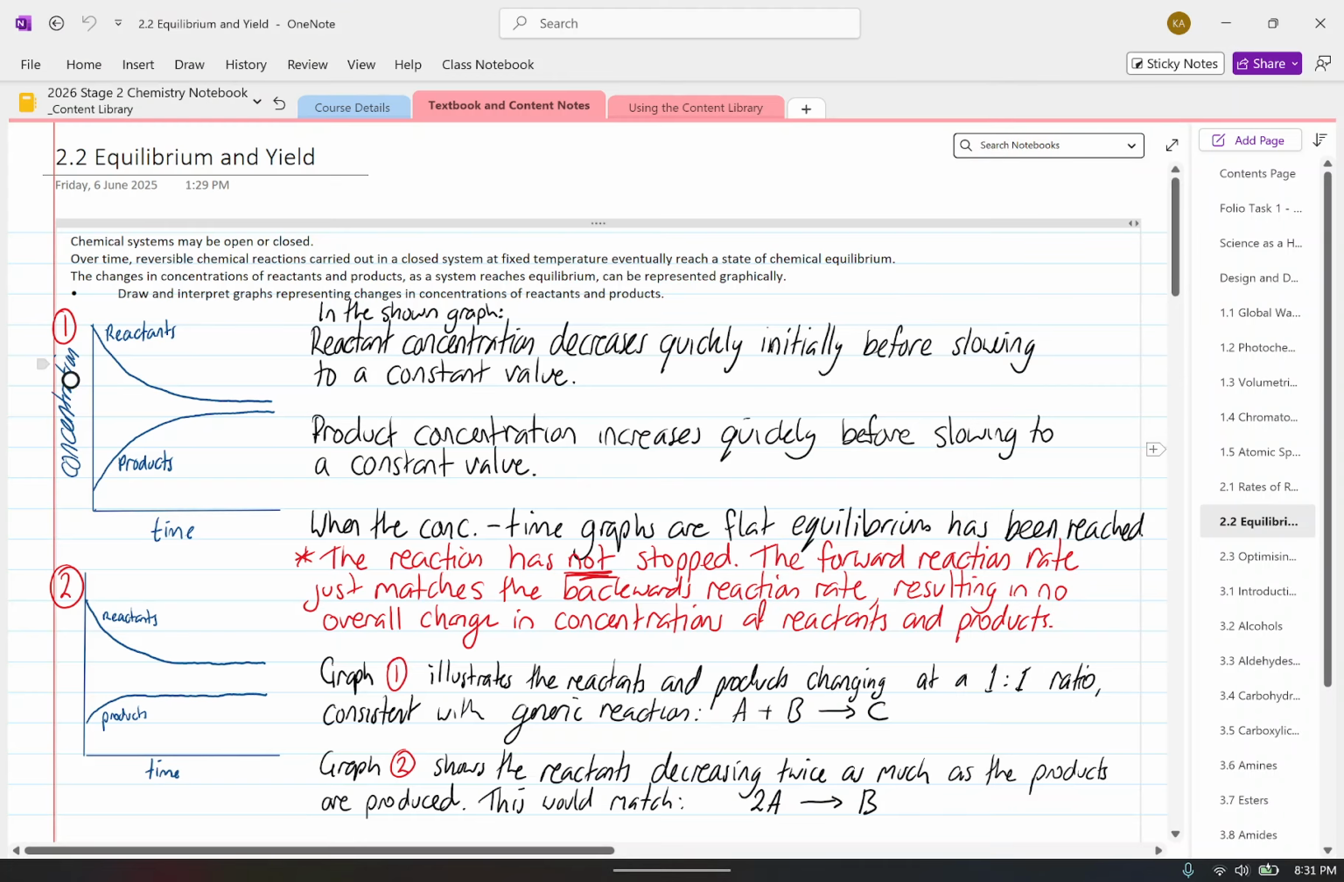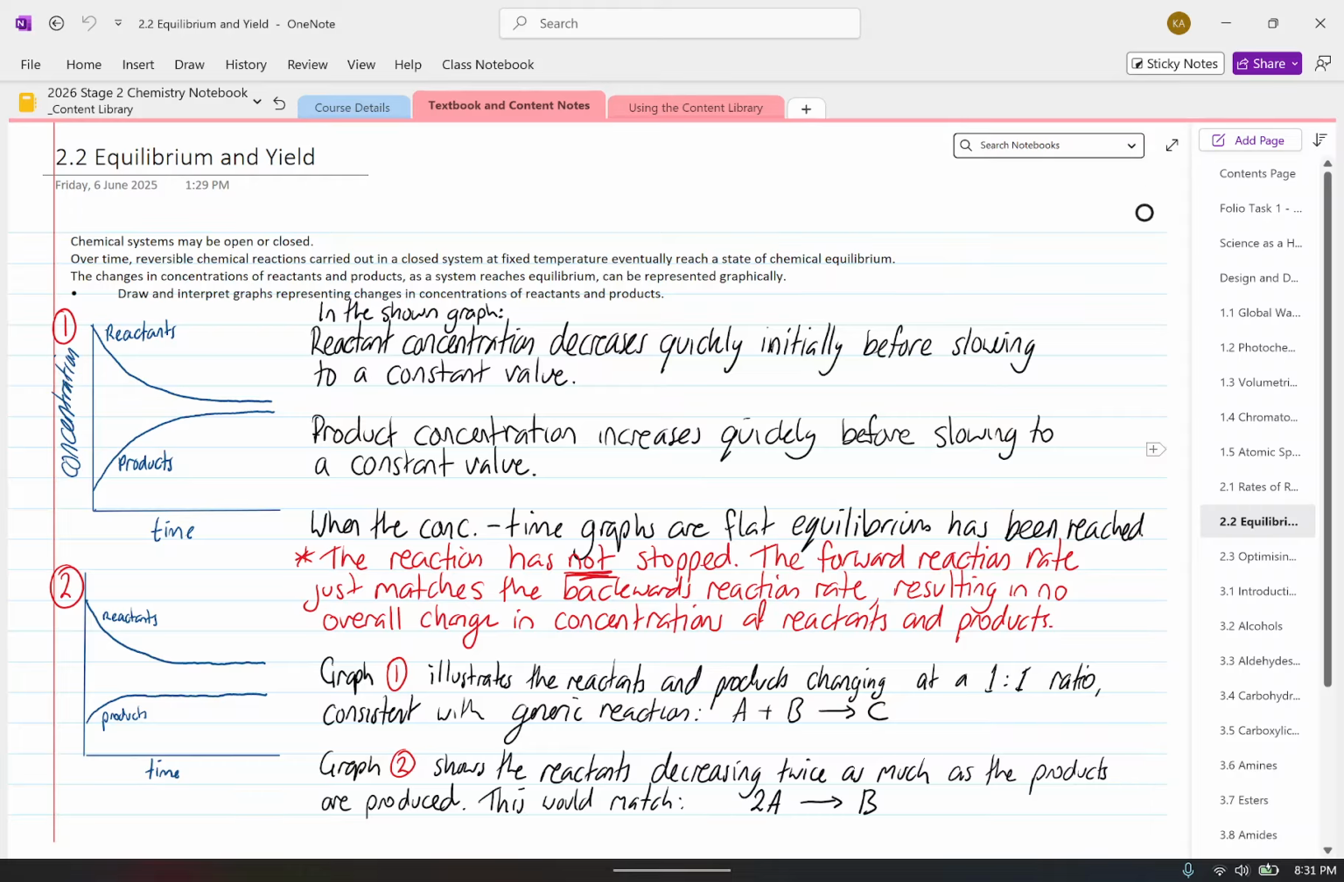Hi, Year 12s. So now on to subtopic 2.2, equilibrium and yield. Now, the first part will be looking at equilibrium. Equilibrium is when a chemical reaction that is happening reaches a point at which there is no more change in the concentrations of the participants in the reaction, or the chemicals that are involved in the reaction.